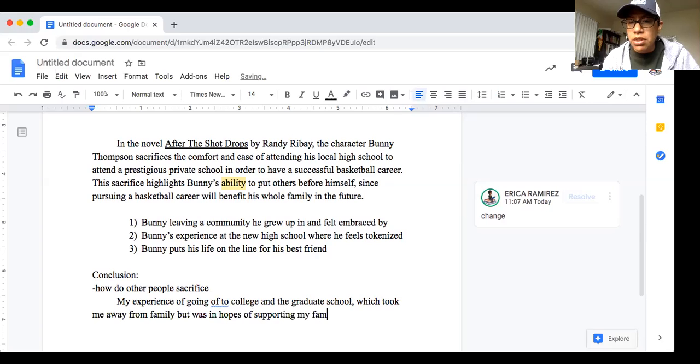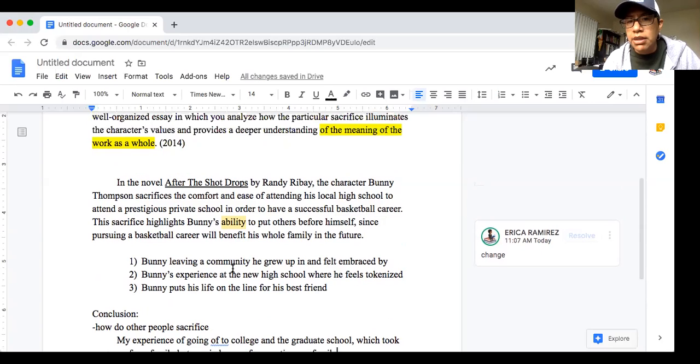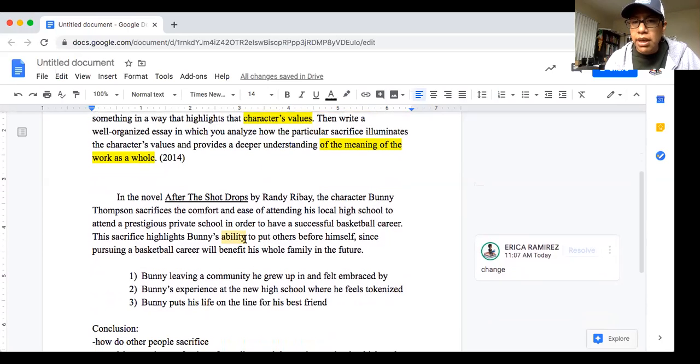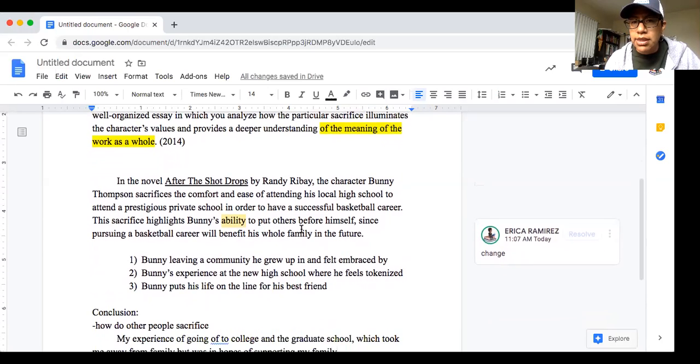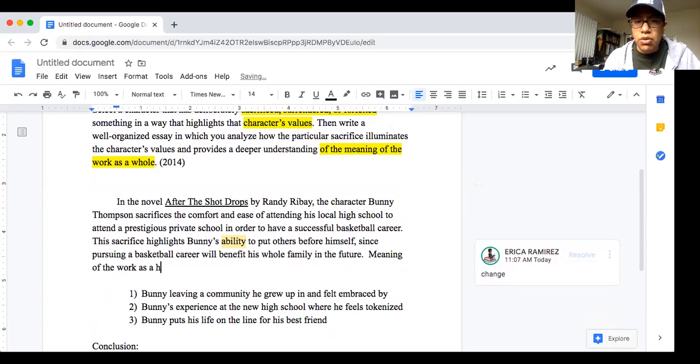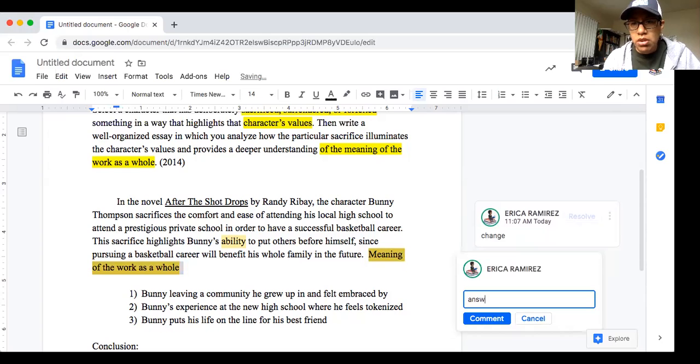Okay, so again, these are just notes. I'm going to refine this, but for the purposes of getting started, I've highlighted the main parts of the prompt. I have a working introduction with a thesis sentence that answers both of these. What it doesn't do yet, I just noticed, is give the deeper meaning of the text as a whole. So that's what I'm going to do right here. Meaning of the work as a whole, to remind me that I need to answer, because that will get me the highest points for answering this prompt.